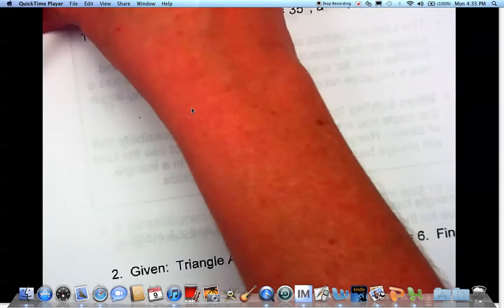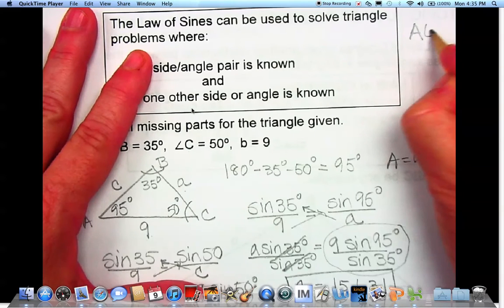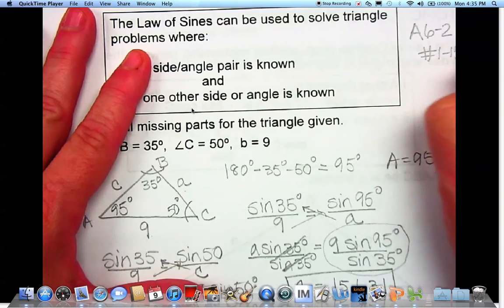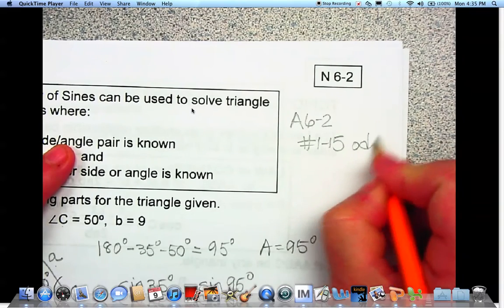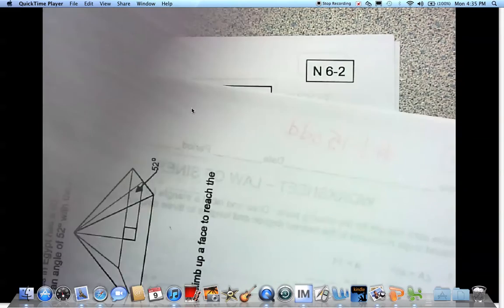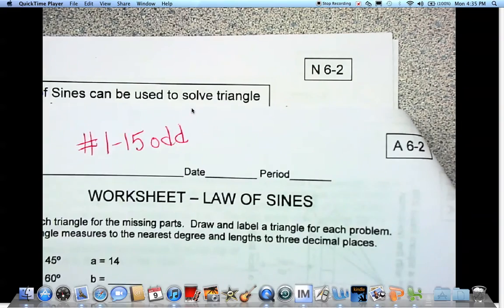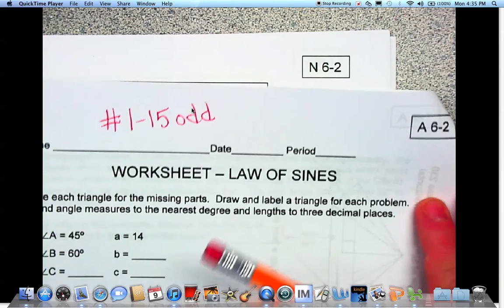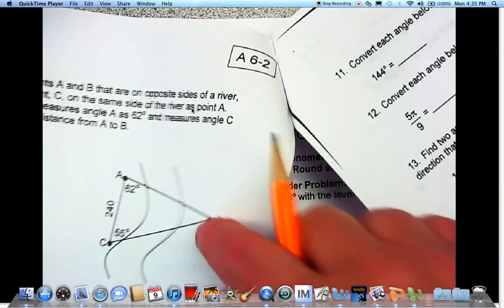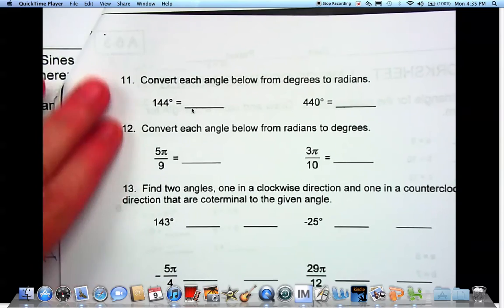Okay, for your homework. Homework is A6-2, numbers 1 through 15 odd. You've got some review problems in there. Here, I'll show you two. So 1 and 3 and 5 and 7 and 9, you use the law of sines. And then starting with 11, 13, and 15, these are review.